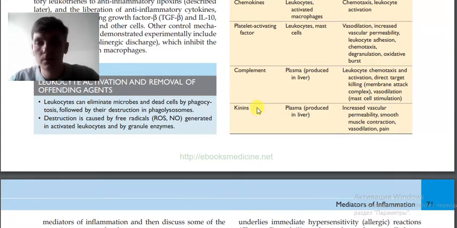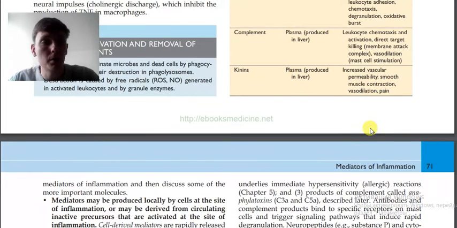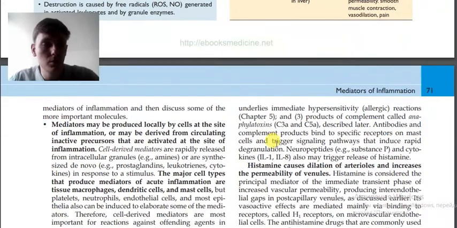Then kinins. Kinins are also produced in plasma, but they are activated only at the site of inflammation. An example is bradykinin. They cause increased vascular permeability, smooth muscle contraction, vasodilation and pain. So bradykinin is like the main mediator causing the pain. The mechanism of this will be discussed a little later.